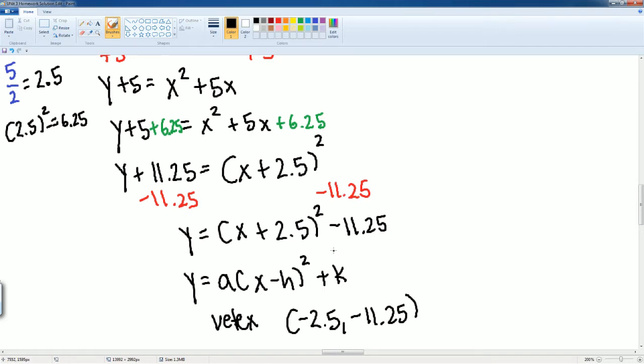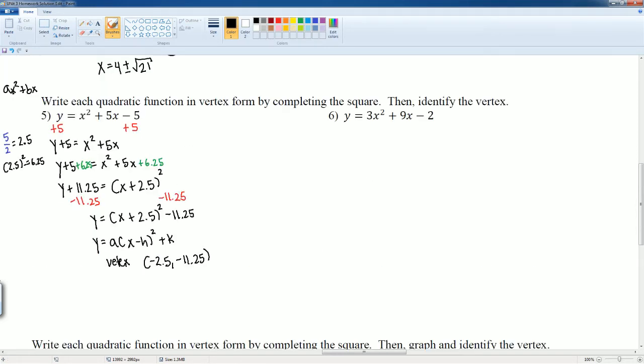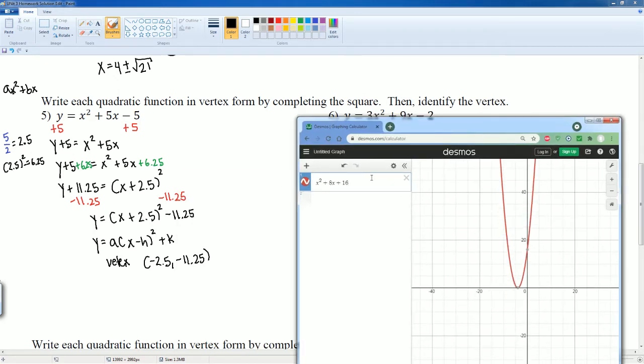I feel like I did it wrong. You know what we're going to do? We're just going to graph it to double check. We can always graph it on Desmos to double check it. All right, so let's just graph this. It feels wrong. y equals x squared plus 5x minus 5. Okay, yeah, that vertex is right: negative 2.5 comma negative 11.25. It just got very ugly with the decimal, but that's it. We did it correct. Good job.